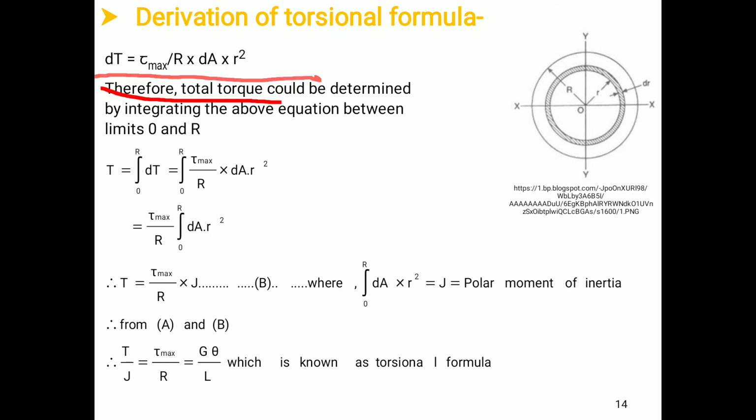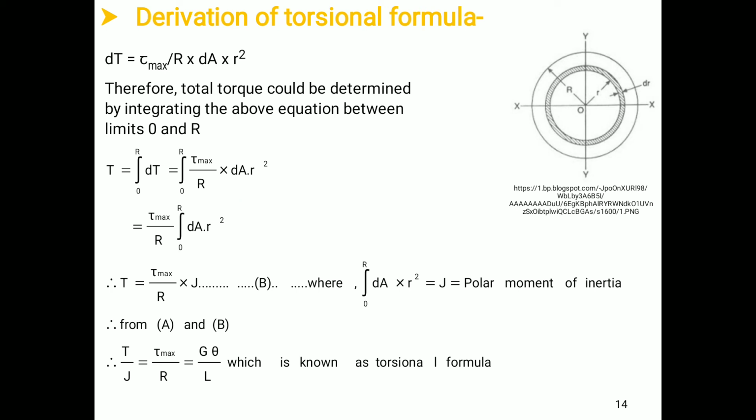Therefore total torque could be determined by integrating the above equation between the limits of 0 to R. After integrating it, we have capital T is equal to the integration over the limit of 0 to R of dT, which is equal to the integration over the limit of 0 to capital R of tau max upon R into dA into r square. So this is the value of total torque we have obtained from the elemental rings. It's a summation of all the torque values of the elemental rings.